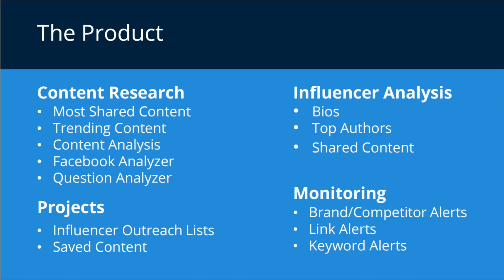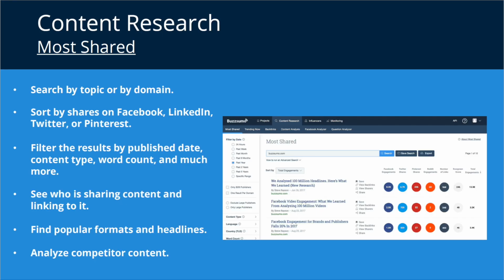The 4 categories BuzzSumo's features fall into are content research, projects, influencers, and monitoring alerts. We'll start in content research in the Most Shared tool. Most Shared is best thought of as a brainstorm feature. It allows us to search for any topic or domain to see which articles have driven the most amount of engagement over a period of time.